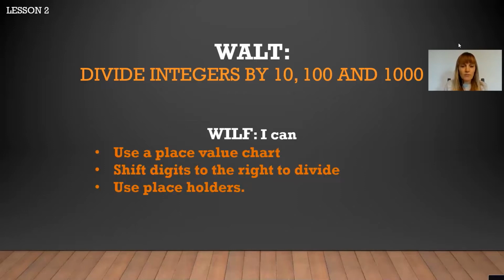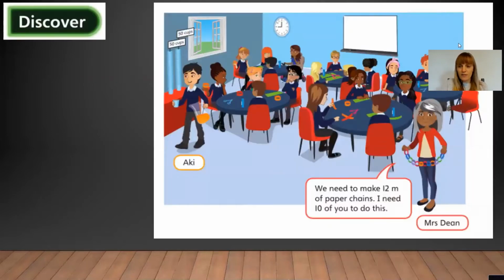Now for our WILF, we're going to be able to use a place value chart like yesterday, but this time we're shifting the digits to the right to divide, because obviously when we're dividing, our numbers get smaller. And sometimes we're going to look at how we might need to use a placeholder where you've got gaps in our chart. All right. Okay, so our Discover for today.